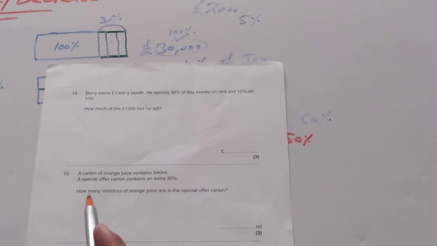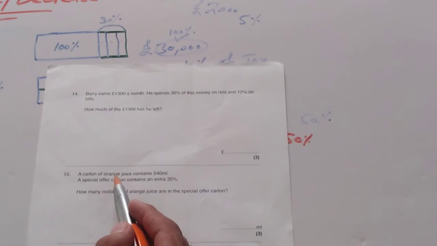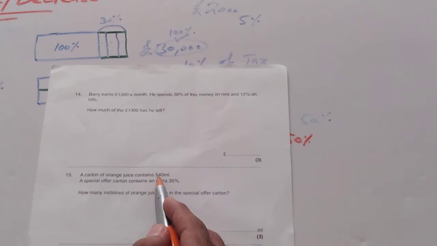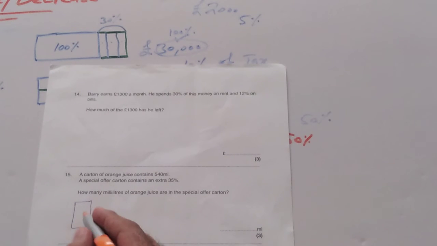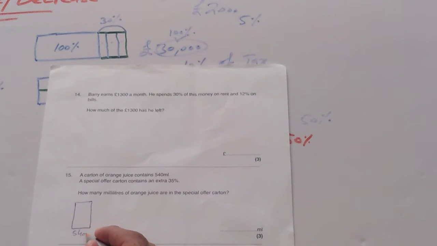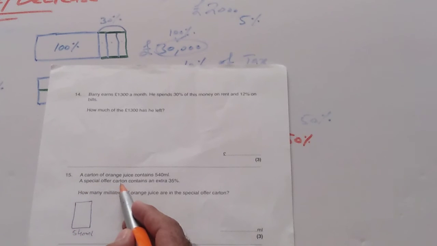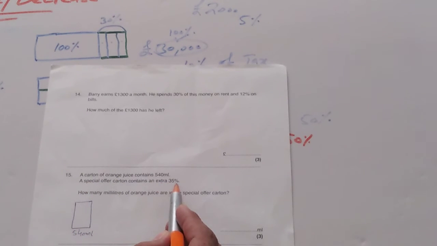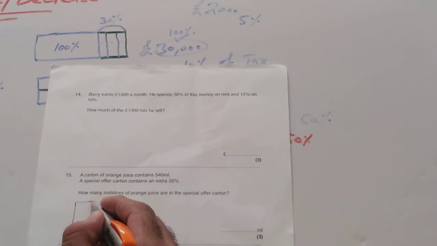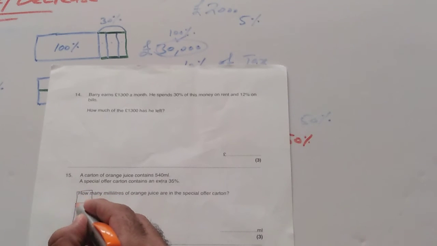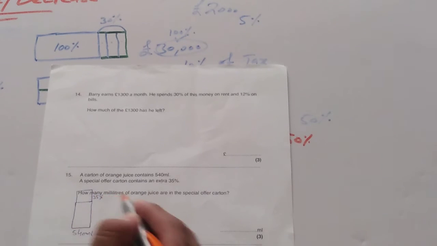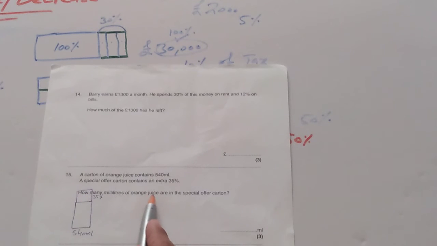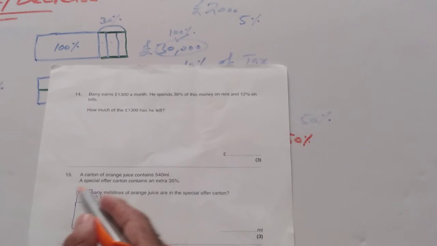Have a look at this one. This question 15 says a carton of orange juice contains 540 ml. So let's say it's a carton of orange juice that is 540 milliliters. A special offer carton contains an extra 35%. So you have got a special offer, and you have also got this much more, and this much more is 35%. How many milliliters of orange juice are in the special offer carton? So how much milliliter juice is there?